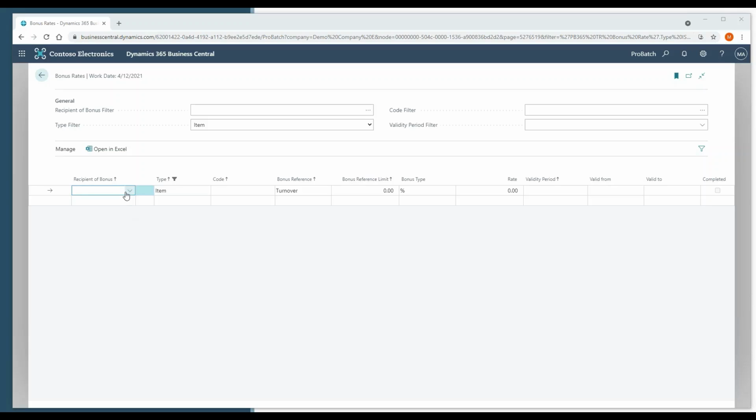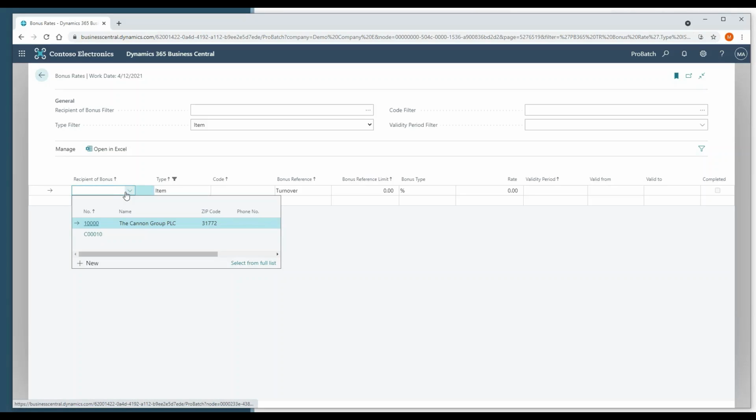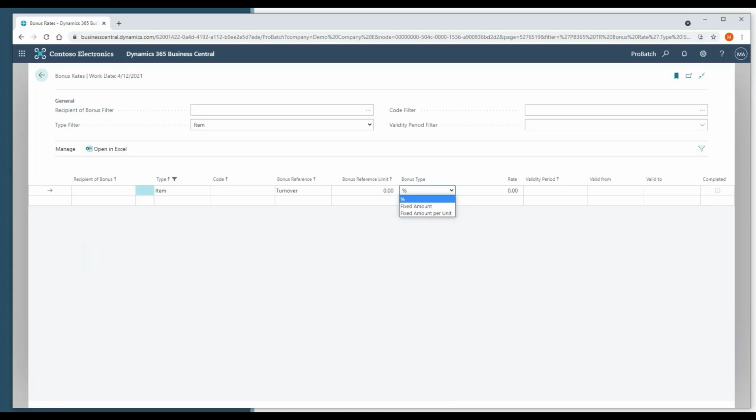So again, based on the type of, maybe it's an item or an item group or something like that, I'm going to then apply a bonus, which could be a percentage of fixed amount or a per unit piece, again, for a valid range, and I want to apply that to the customer. The bonus is actually a process that you run.